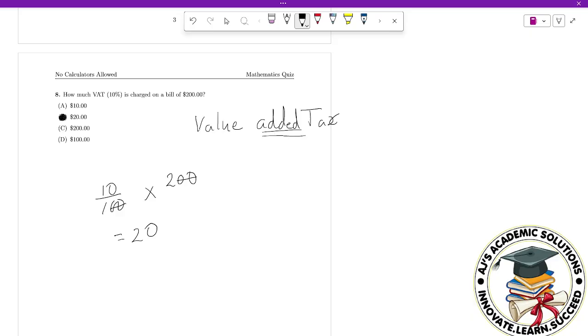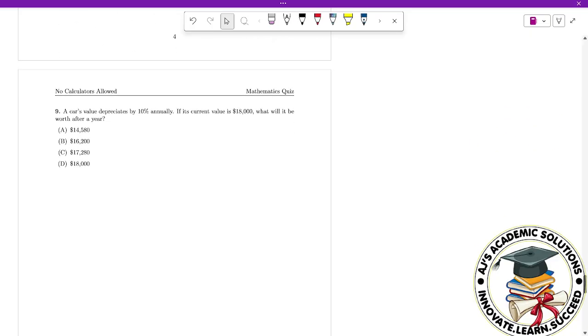Moving on to the next question. What we actually have here is a car value depreciates by 10% annually. If its current value is $18,000, what will be its worth after a year? Now, depreciation, or in this case, we just have it as depreciate, this word here, it's loss. So much money is lost after 1 year if 10% is deducted.